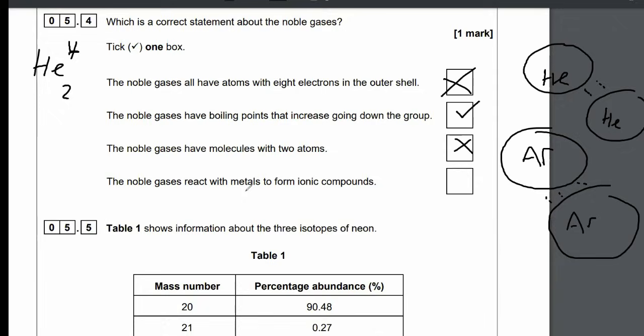The noble gases react with metals to form ionic compounds. You'd think they're non-metal, so they would form ionic compounds. But of course, the noble gases don't like to react. Why? Because they've got full outer shells, hence the name group 0 and not group 8.